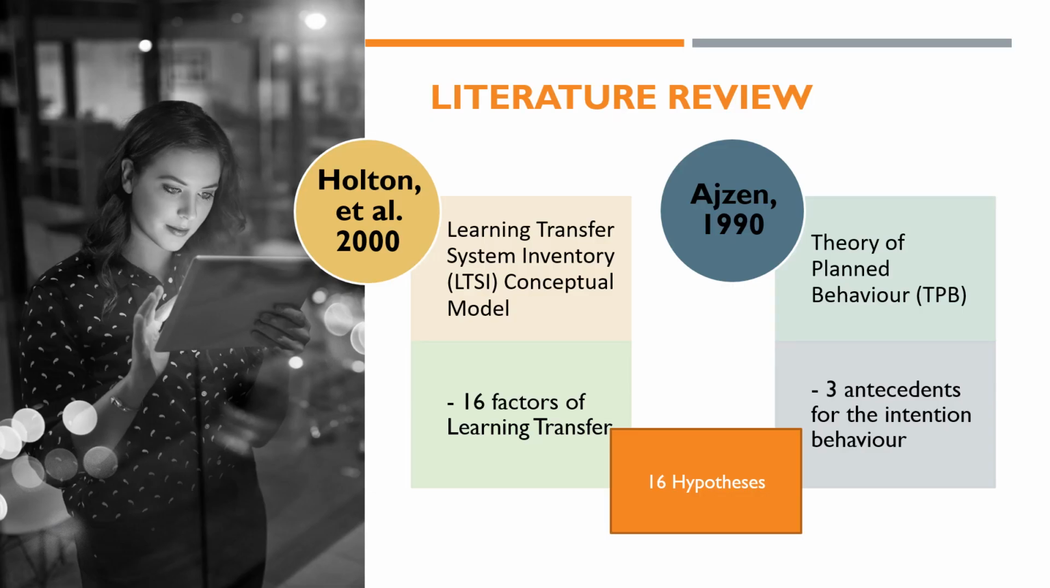Okay, for the literature review, I will emphasize two things here, which refer to Ajzen's 1990 Theory of Planned Behavior and Holton et al. 2000. And the Theory of Planned Behavior, TPB, by Ajzen 1990, has three antecedents for the intention behavior, which are the attitude toward performing the behavior, the prevalent subjective norms, and the perceived behavioral control of the individual.